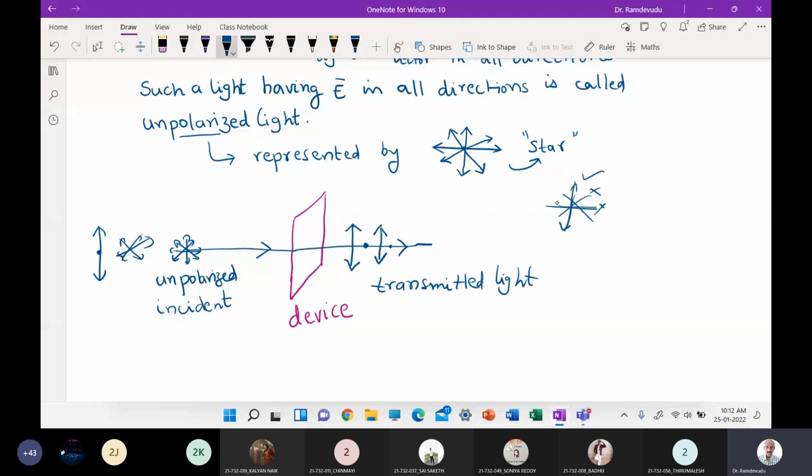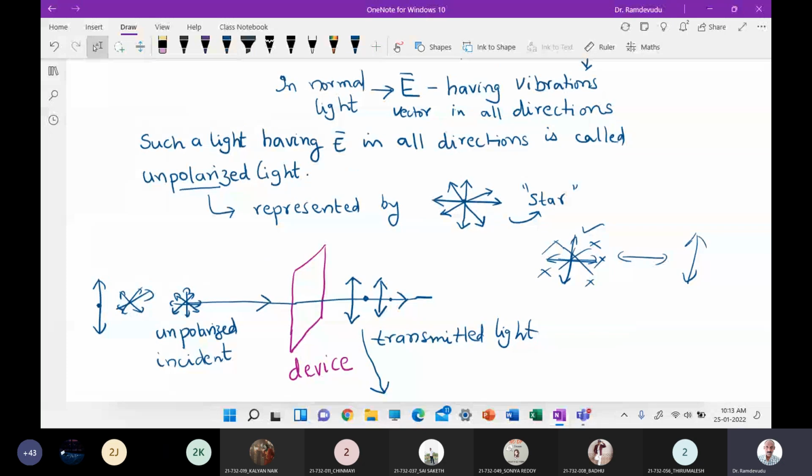That means only E vectors vibrating in this direction are coming, and the rest of them are removed and totally absorbed by the device. Those light vectors vibrating in different directions are not coming. So the light now has vibrations only in a specific plane, confined to a specific plane. Or we say the E vectors have vibrations confined to particular directions. Here we say all directions, but here we say some directions.